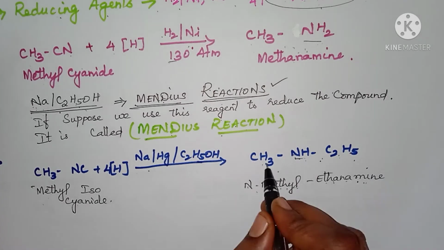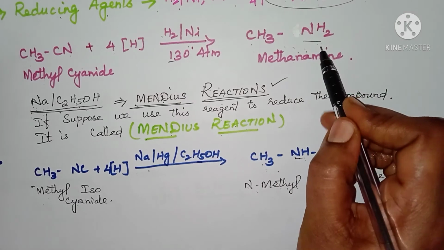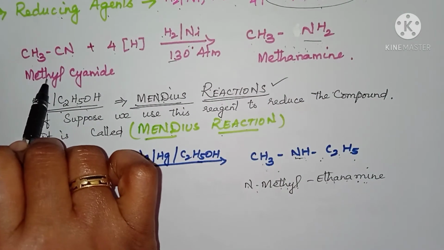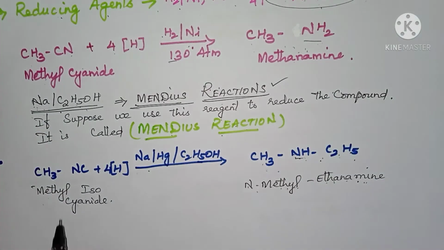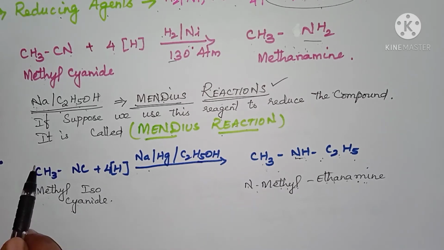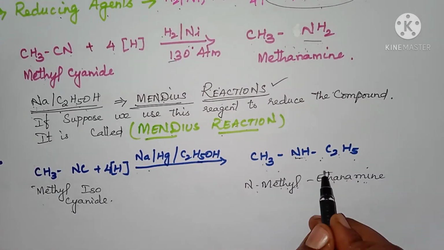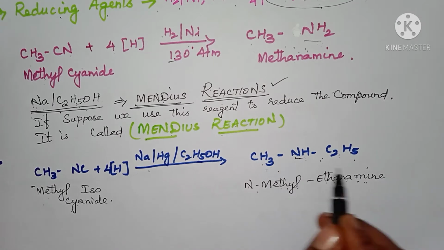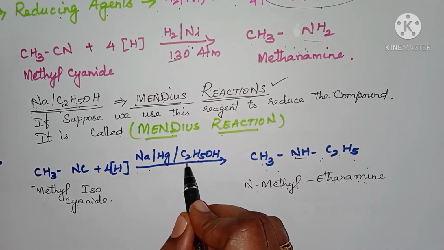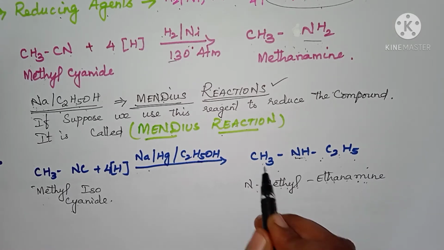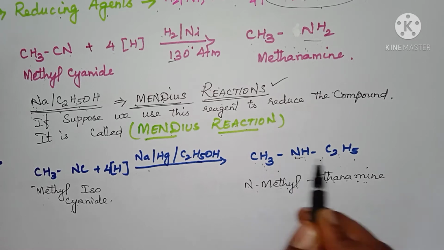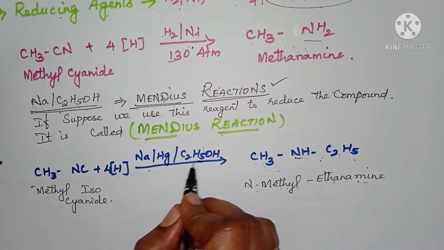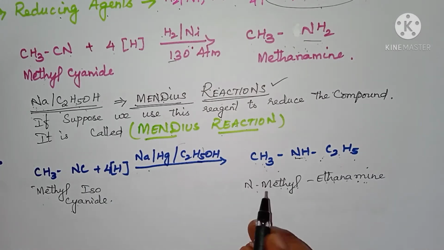We are getting a primary amine here. Methyl cyanide, CH3CN, gives CH3NH2. But in that Mendius reaction, the reactant has only one carbon, CH3, but when we receive the product, the carbons will be higher. Why? Because ethyl alcohol is available. So here what happened? CH3NC changes to NH. Then C2H5 we just bring here. This is the water molecule, it is reduced.